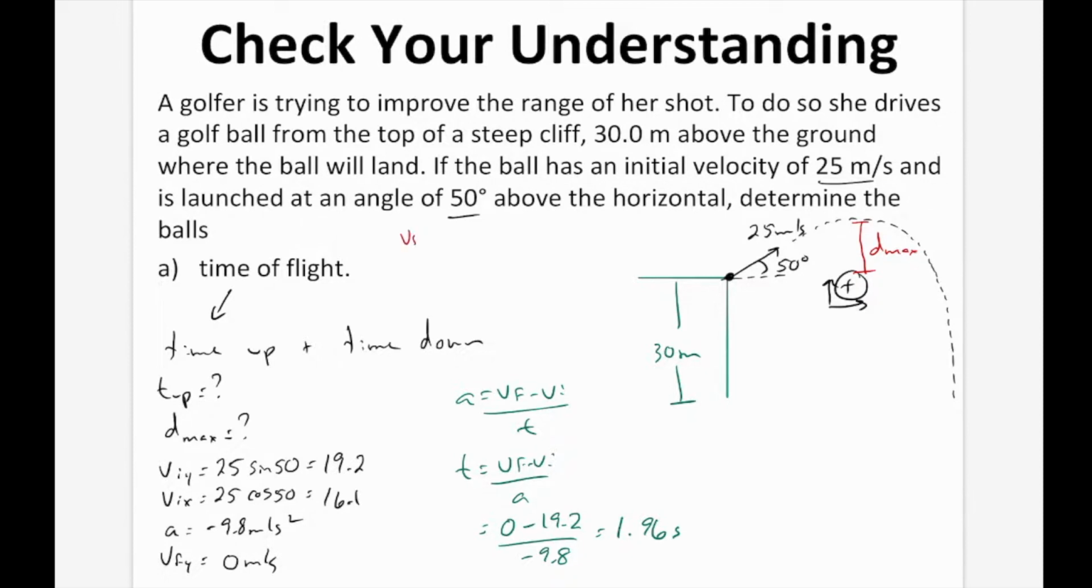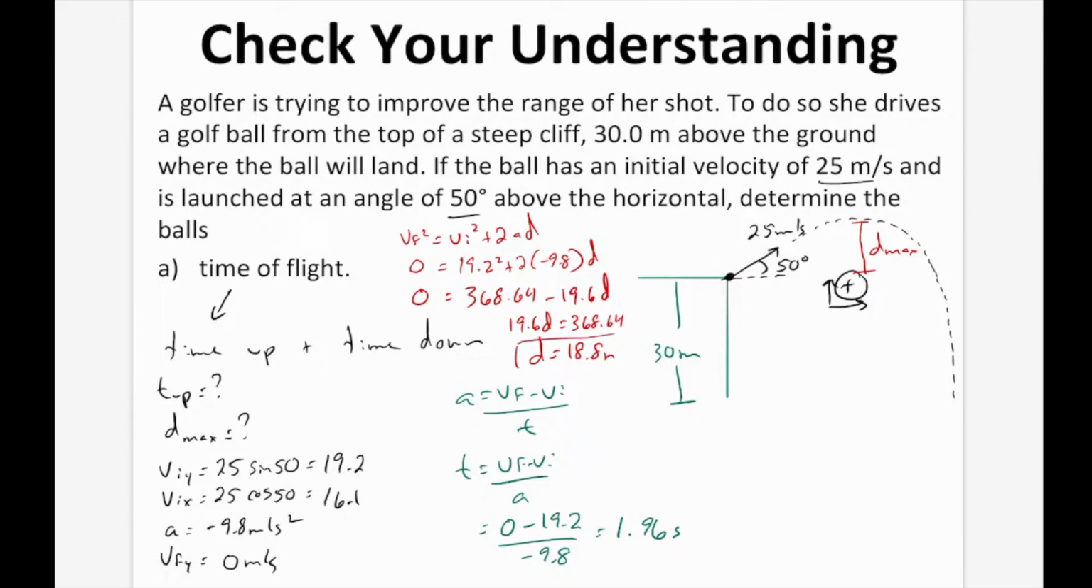So let's use VF squared equals VI squared plus 2AD. That's just one of our main 5 equations. VF squared we know is 0. VI squared we know is 19.2 squared, plus 2 times negative 9.8 times D. So let's expand this out a little bit. We have 0 equals 368.64 minus 19.6D. We're going to move the 19.6D to the other side of the equation, so we get 19.6D equals 368.64. We divide both sides by 19.6, and we get a D value of 18.8 meters. So that's our max height.